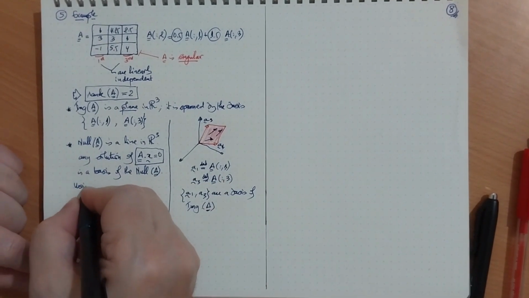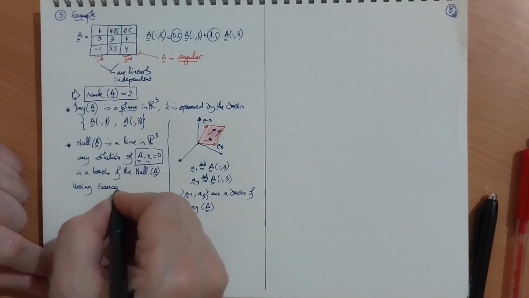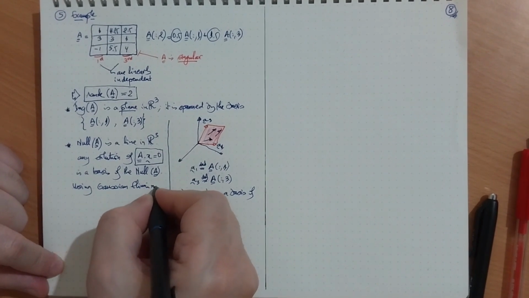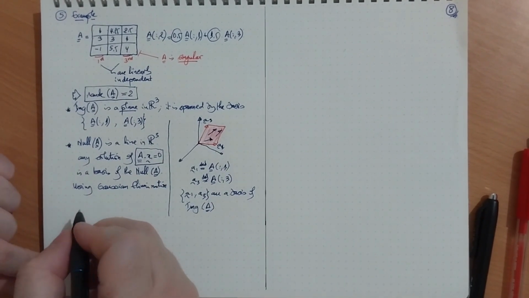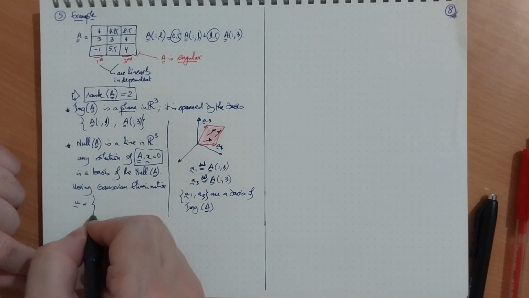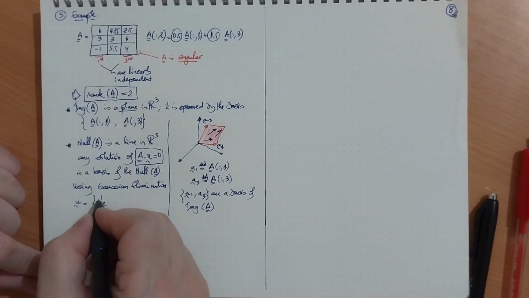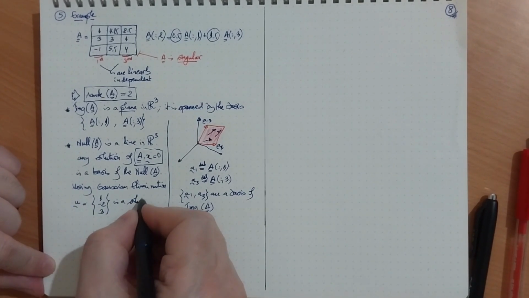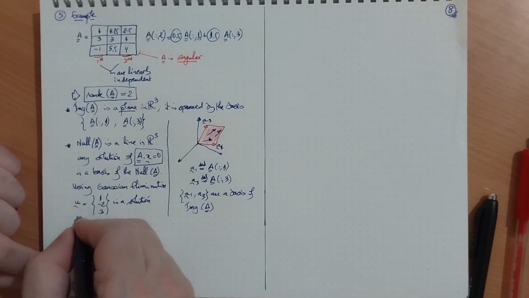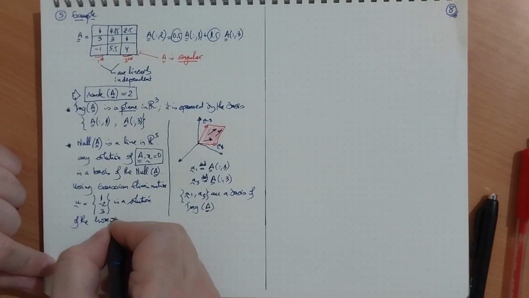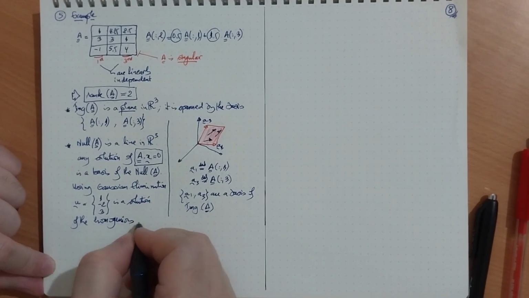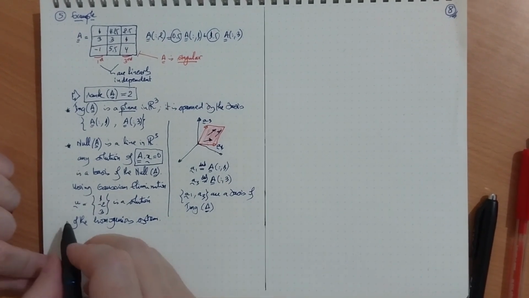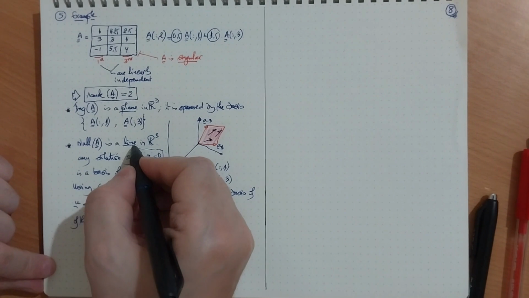So using Gaussian elimination, that we will see later, we can see that the vector U, (1, -2, 3), is a solution of the homogeneous system. What does that mean? It means that the line is carried by the vector U.